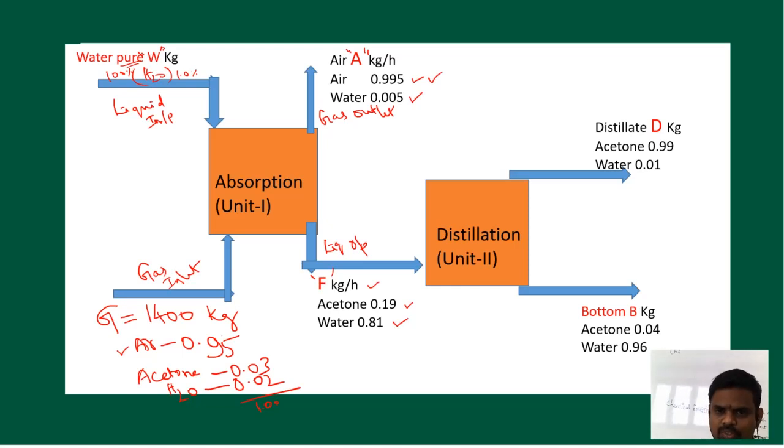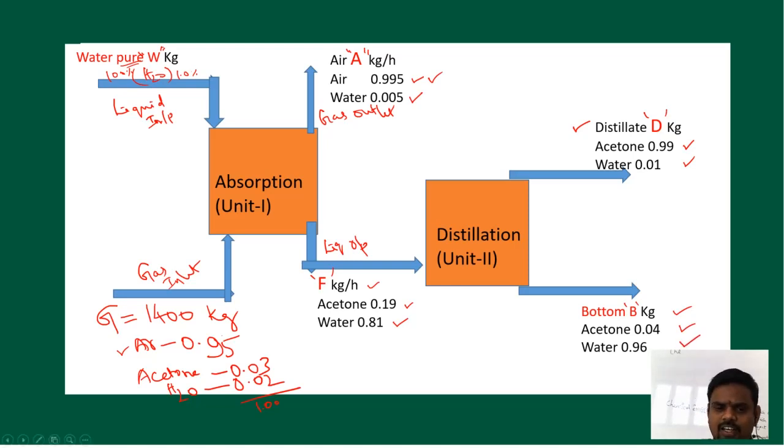Coming to the second unit, whatever is the output of unit 1 is the feed to the distillation unit. So we have a distillation unit, with F kg per hour as the liquid output from the first unit, and the mass fractions are given. We have a distillate D kg per hour, with acetone mass fraction 0.99, that is 99% acetone and 1% water. And the bottom product from the distillation unit is B kg per hour, with acetone mass fraction 0.04, that is 4%, and water 96%.